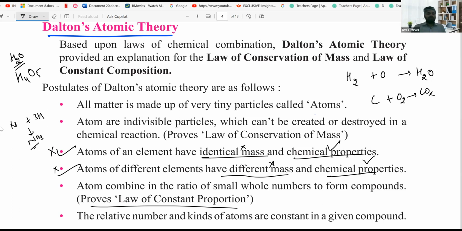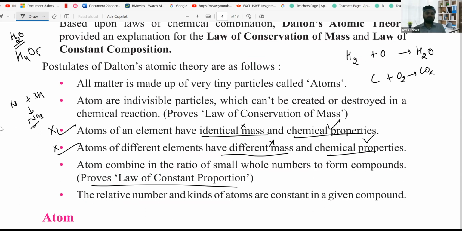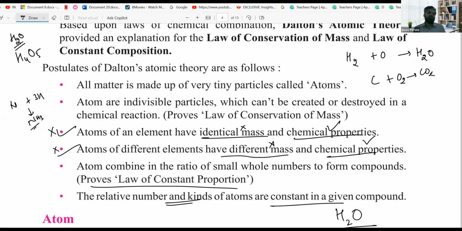And the relative kinds and numbers of atoms are constant in a given compound. The relative kinds mean the types of atoms, and they are constant. For example, two hydrogen atoms and one oxygen atom is constant in water. Every water molecule should have two hydrogen atoms and one oxygen atom.